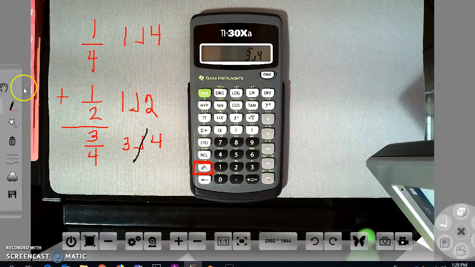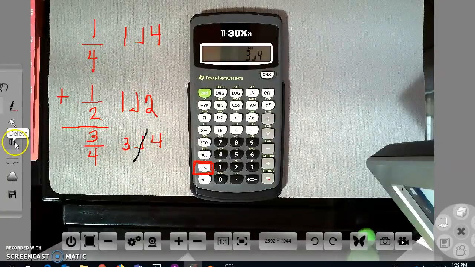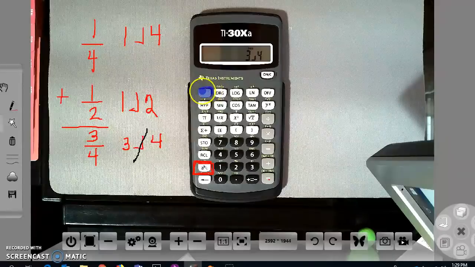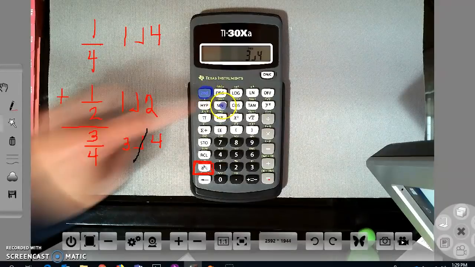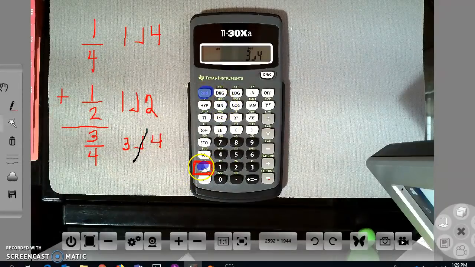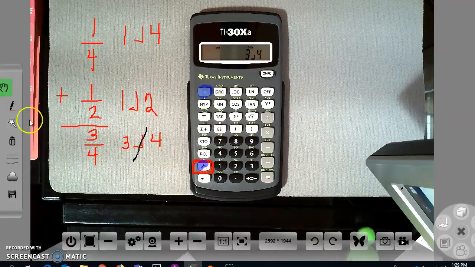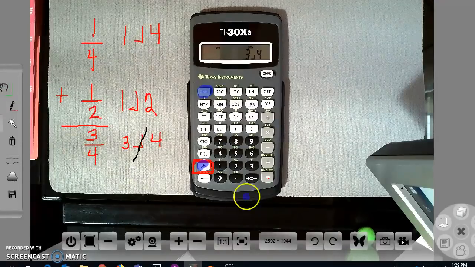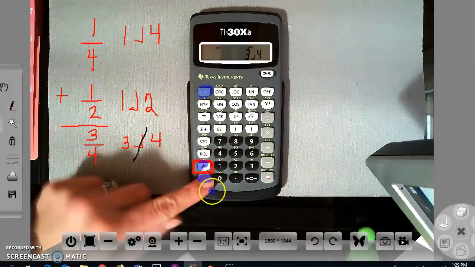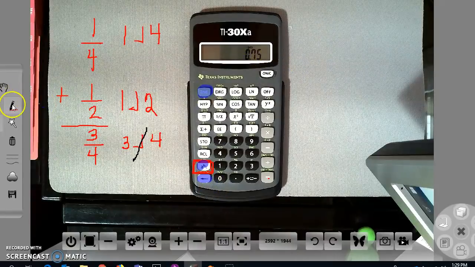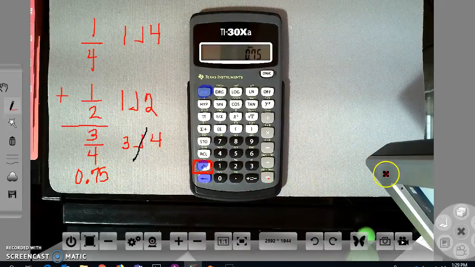If we want to translate that into a decimal, what we're going to do is press our second button, and then you're going to press, oops, not that one, the arrow button, and it'll translate that into the decimal for 3/4.